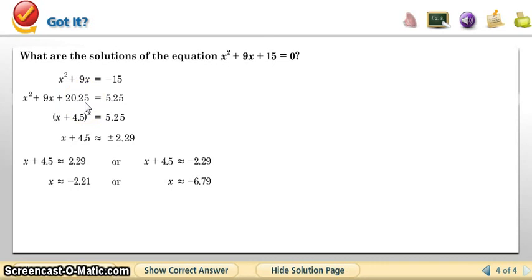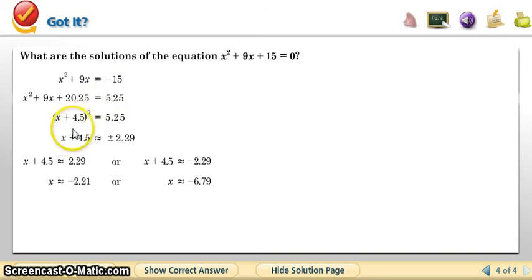They are going to appear quite often in this section and the next one. But once you get the 20.25, you have to add it to this side of the equation, and you have to add it to the negative 15. That's where the 5.25 comes from, when you add 20.25 to negative 15. 20.25 is a perfect square, even though it doesn't appear to be. 4.5 is the square root of 20.25. So this is the factored form of that trinomial.